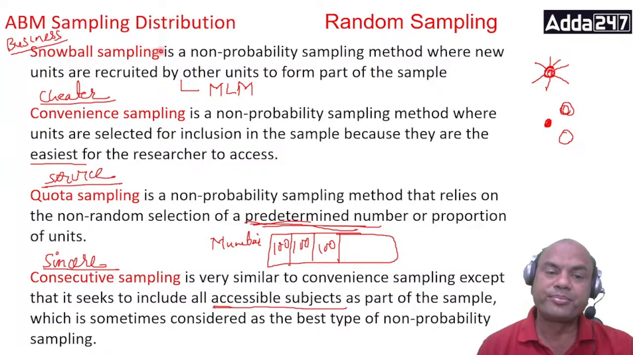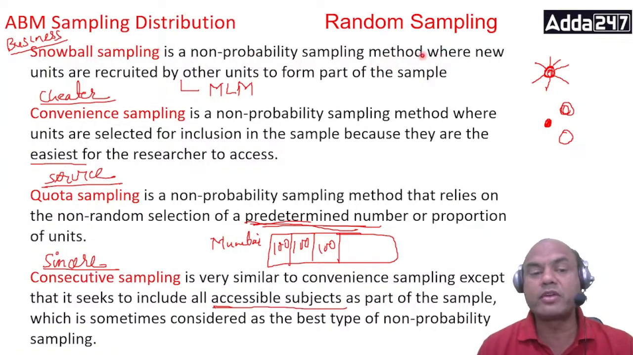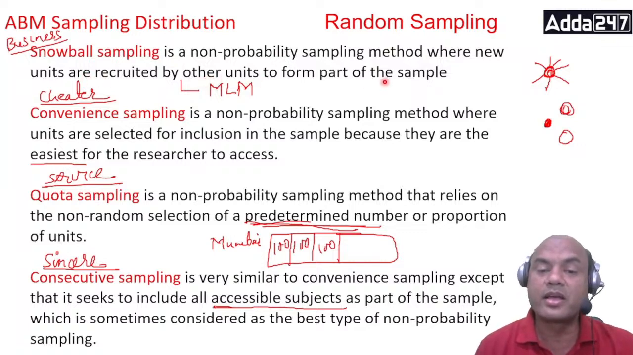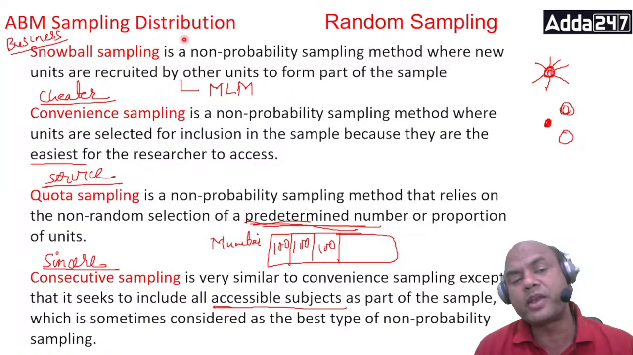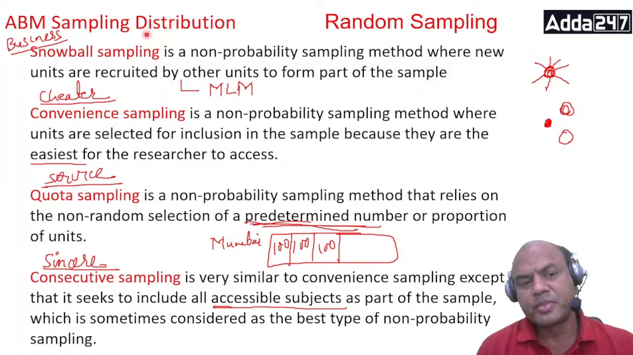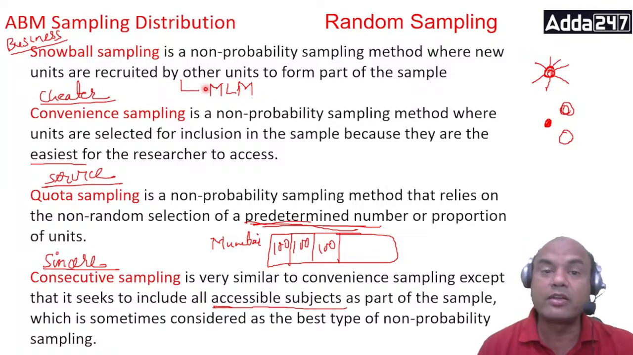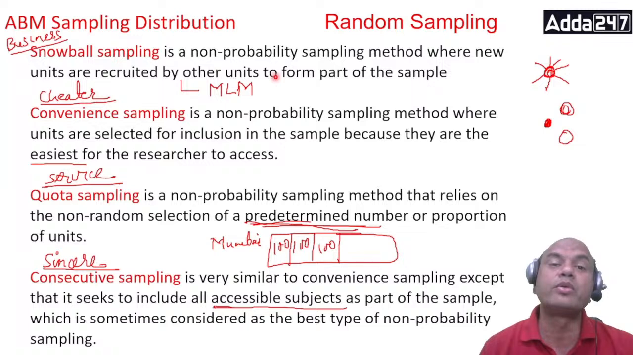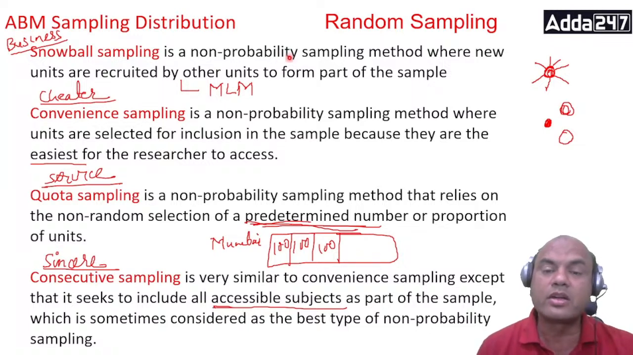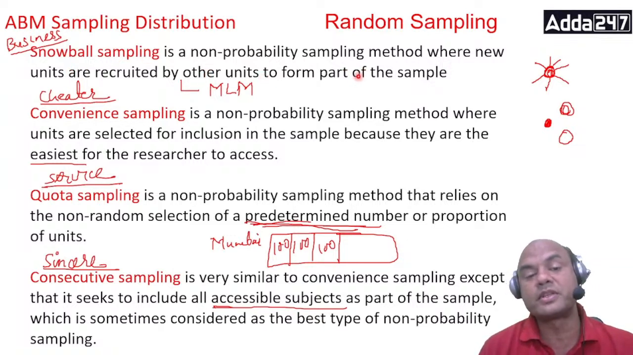Snowball sampling is a non-probability sampling method where new units are recruited by other units to form part of the survey. This snowball is asked every time in the exam, every time. This is similar to MLM, multi-level marketing. You know that, right? You enroll one person, then that person enrolls three persons, those three enroll three more each, and it goes on and on, right? So that is the same way, where new units are recruited by other units to form part of the sample.